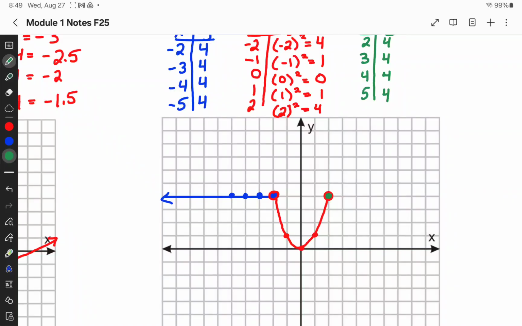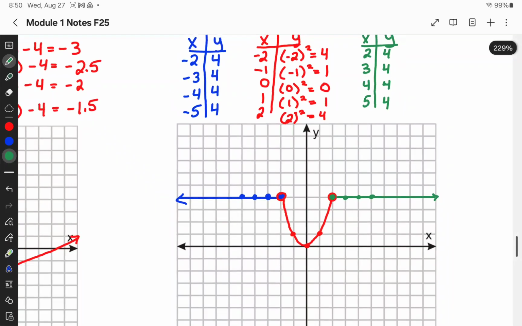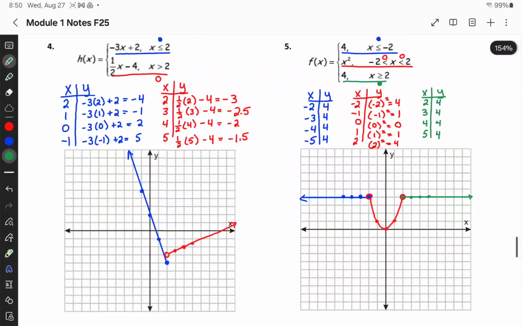So once again, on your paper, unless you're using different colors or really making your open point big around your closed point, probably not going to see it. Then I'll have points at 3, 4, 4, 4, and 5, 4. And then it's just going to, just like the right half, kind of be a horizontal line going out into the right. So then here is what our piecewise graphs should look like.